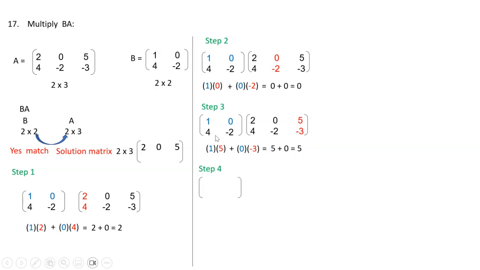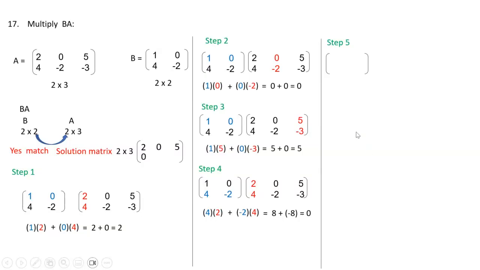So then it's the second row's turn to multiply times every column. All we do is repeat the process, but instead of multiplying by the first row, as we did at the beginning, we multiply by the second row. 4 times 2 plus negative 2 times 4. It's going to give us 8 plus negative 8, which gives us 0. The 0 goes on the second row, first column.